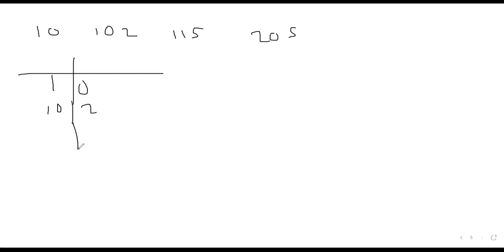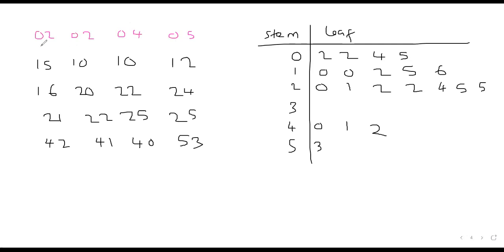This number is 11 and a 5. Then this number is a 20 and 5. So this is how we draw a stem and leaf diagram. In this case, we only have 2-digit numbers: zeros, 10s, 20s, 40s, and 50s. For the zeros, we have 4 numbers. They all have a 0, so this is 0, 2, this is 0, 2, this is 0, 4, and 0, 5. We are arranging them in order, and fortunately they're already in ascending order.